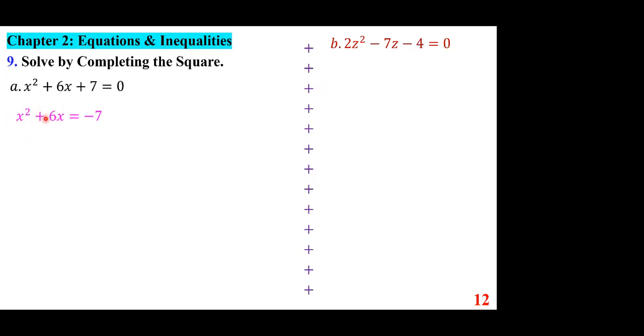Now, what is b? 6. Divided by 2, 3. Square it, 9. Okay, so 6, 3, square 9. We're going to add 9 to both sides. Again, I'm just refreshing your memory about this concept. This is x plus 3 squared.